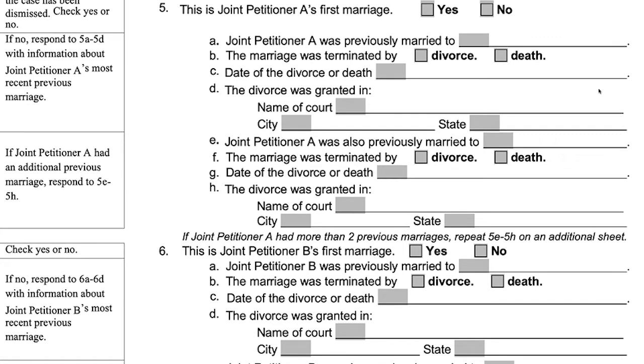Then they want to know whether or not this is joint petitioner A's first marriage. They give you two sections here. If you've been married more than twice before, you can put it on a separate sheet of paper and attach it to the form.